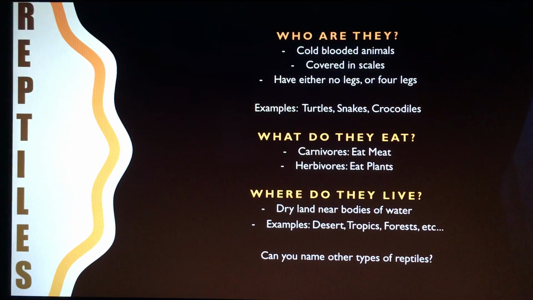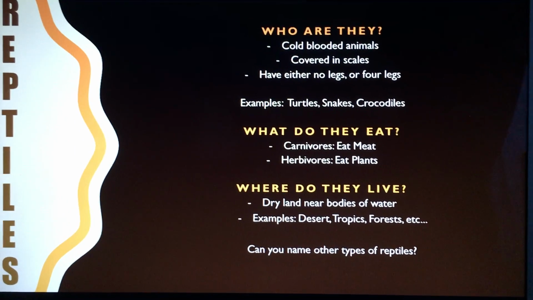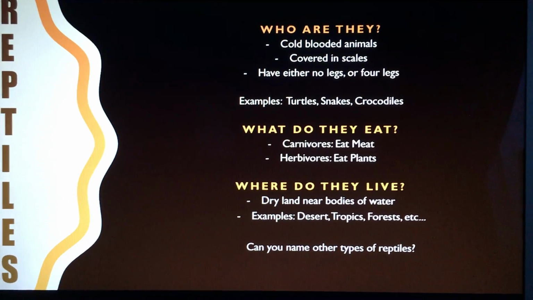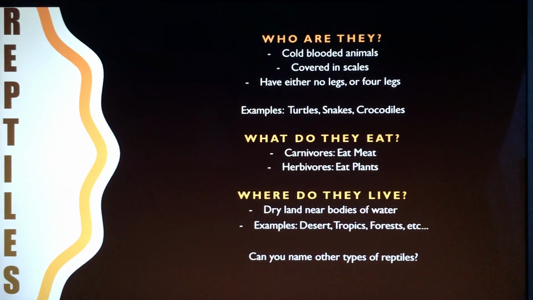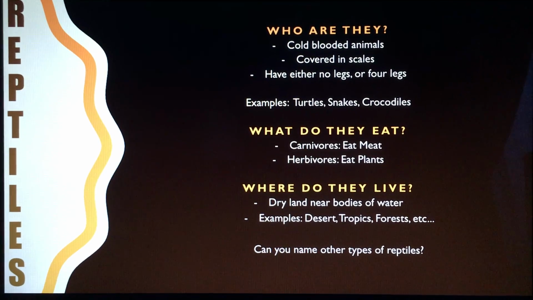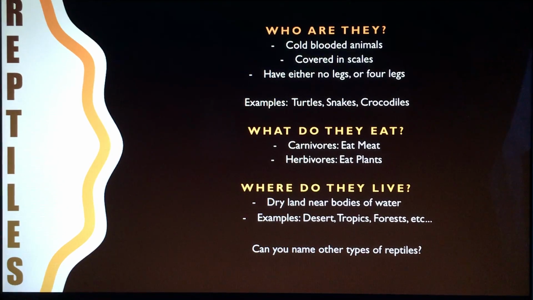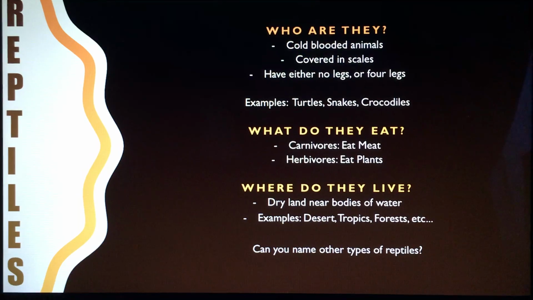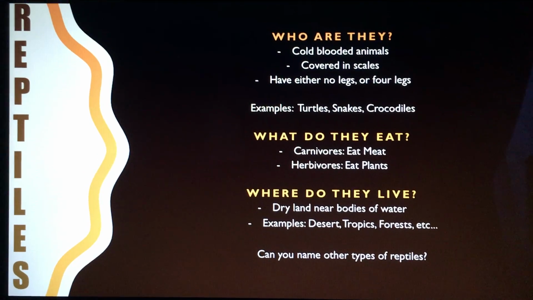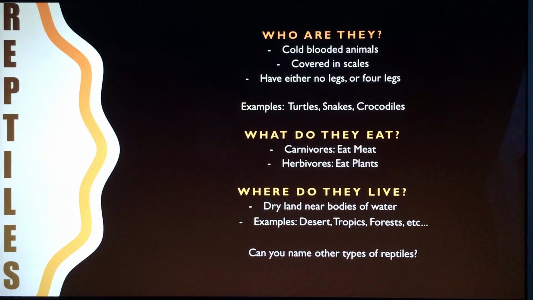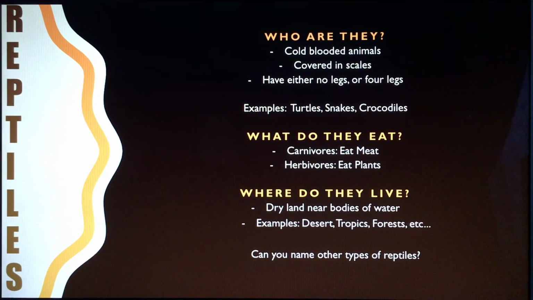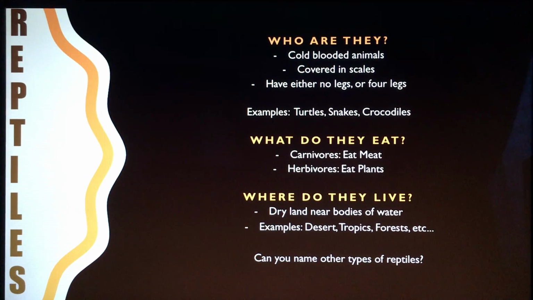The next group we're going to touch on are reptiles. Reptiles are cold-blooded animals covered in scales. They have either no legs or 4 legs. Some examples of reptiles are turtles, snakes, and crocodiles. They may eat meat or plants. They live mostly on dry land near bodies of water. Some examples are the desert, tropics, and forests.